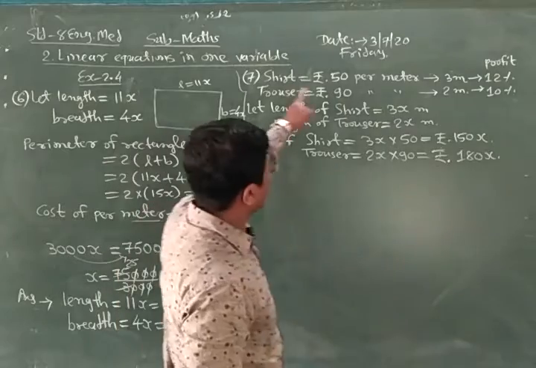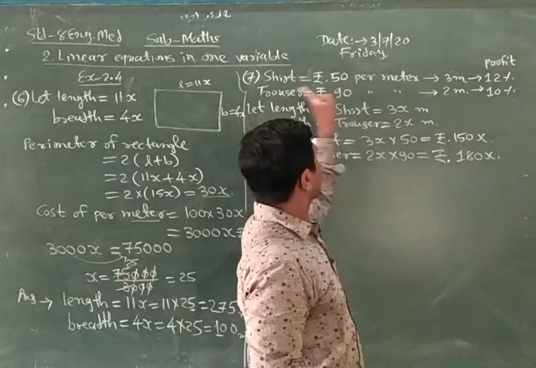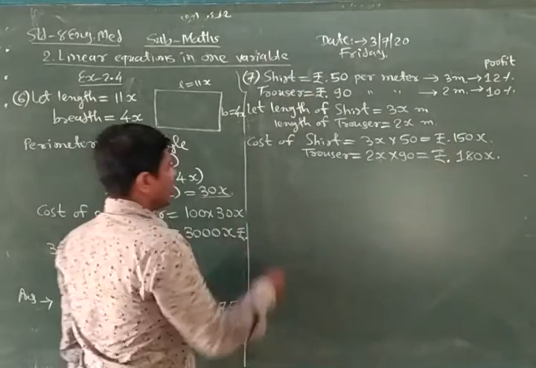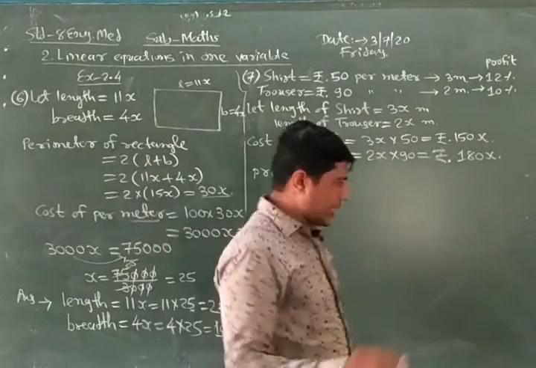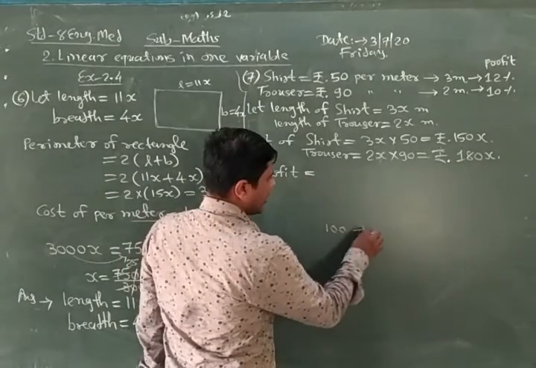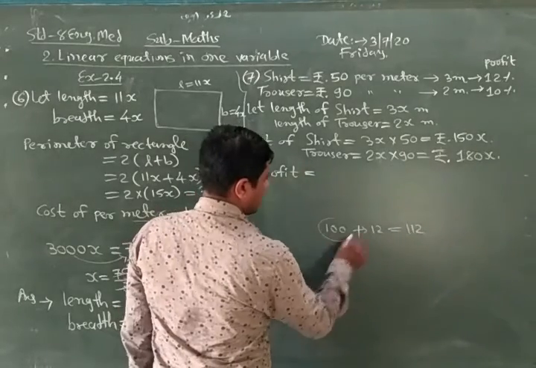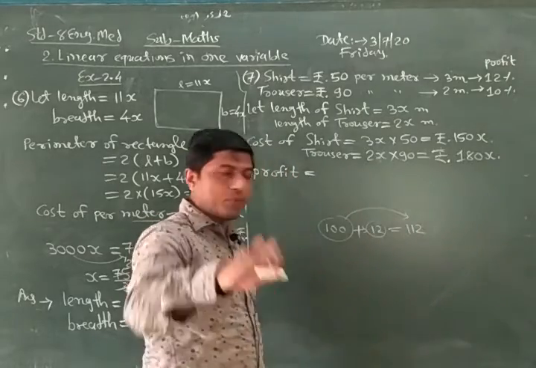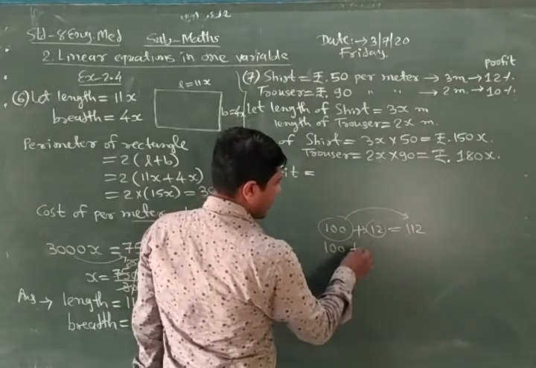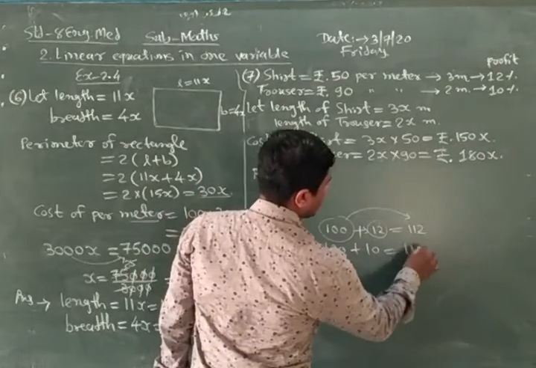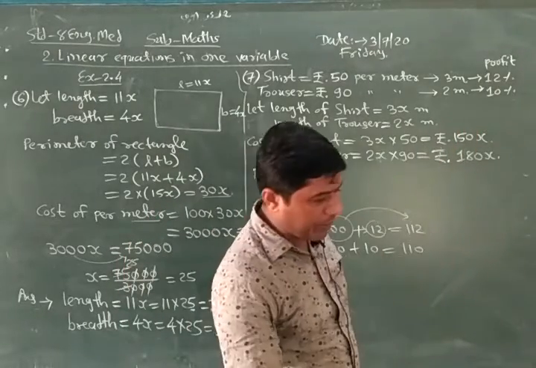Third thing here, what is given: percentage profit. Shirt profit is 12% and trouser profit is 10%. 12% means, I explain, if 100 rupees is given, 100 plus 12, so total 112. Here 10%, so 100 plus 10, so 110.